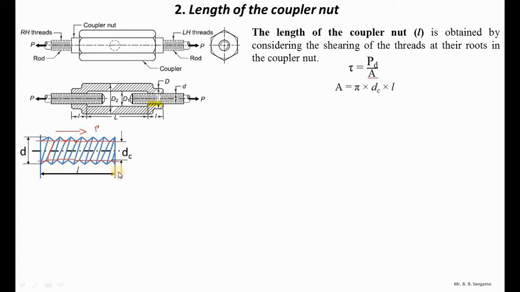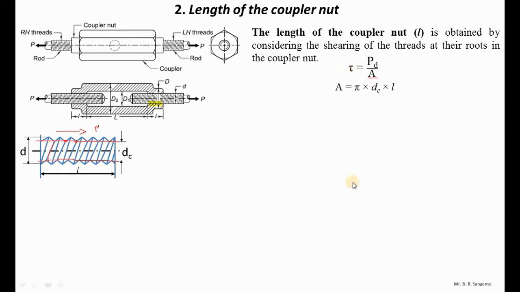L is not the number of threads, it is the length of the coupler nut. If the length of the coupler nut is more, the number of threads is going to increase. So here the area under shear will be pi DC into L. To keep the coupler nut strong in shear, or to reduce the induced shear stress, we are supposed to increase this area. We can increase the area by increasing the value of DC, but we have already selected the value of DC from the standard table. And if we increase the length of the threaded portion of this coupler nut, then the area is going to increase and the induced shear stress is going to decrease.